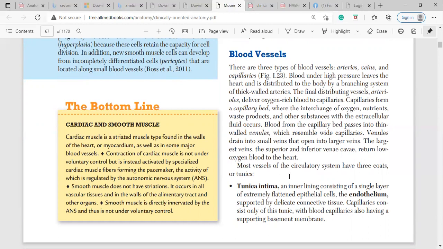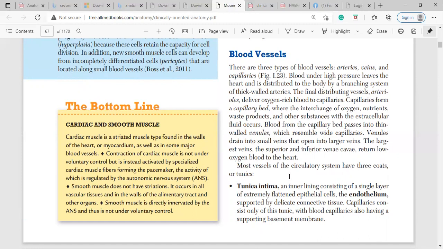Now, the arteries carry blood at high pressure. Remember, the arteries carry blood at high pressure. Now, why do the arteries carry blood at high pressure? Because you must know that arteries have one function, and their function is to take blood out of the heart. So they carry blood away from the heart. That is their function.